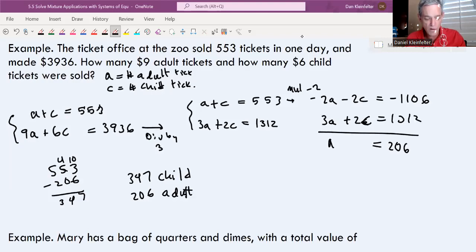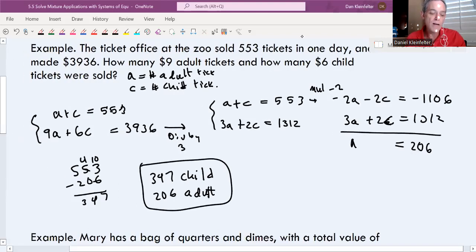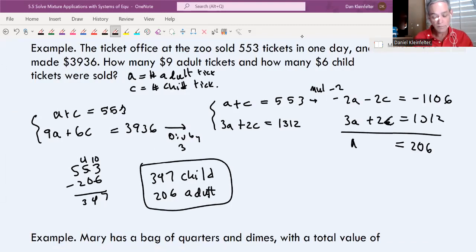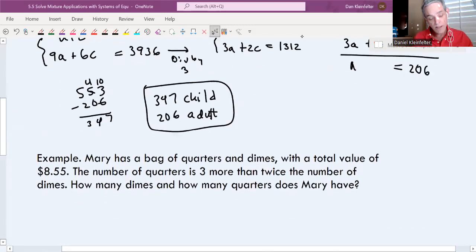Okay, looking back over the system of equations that we had, one equation was about a quantity of tickets. The second equation was about dollars. Okay, let's try another one of these.